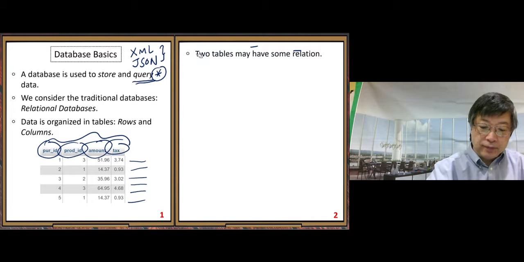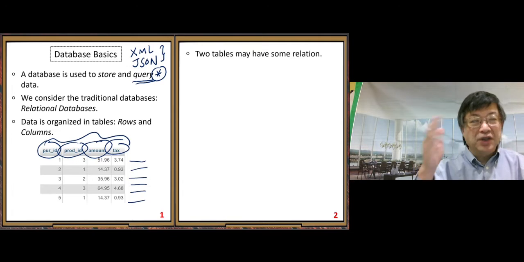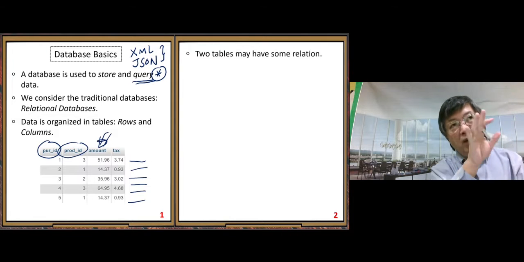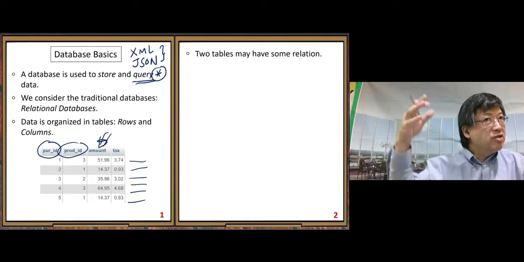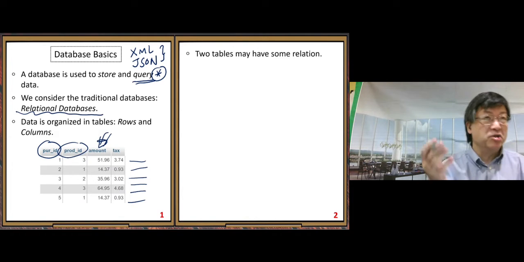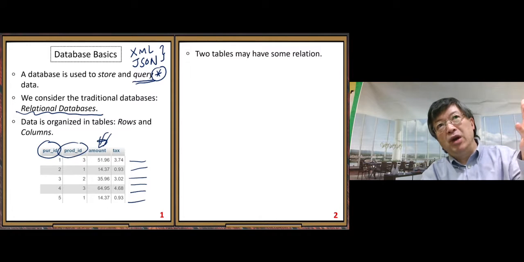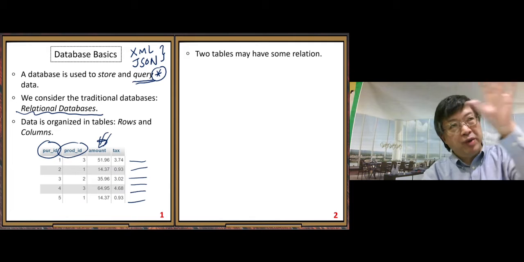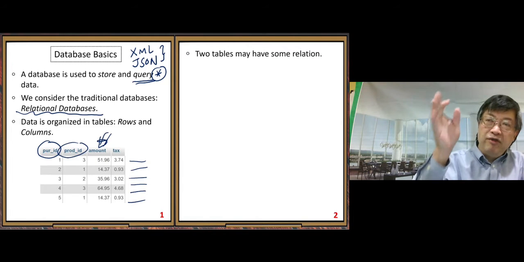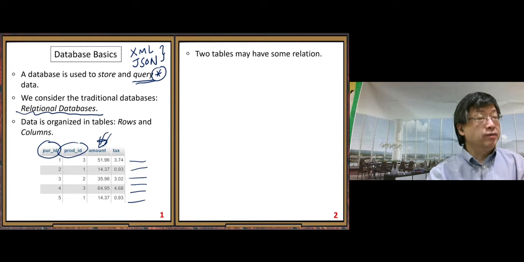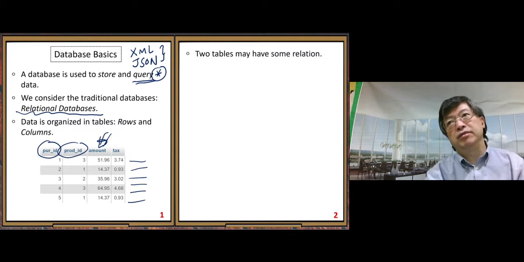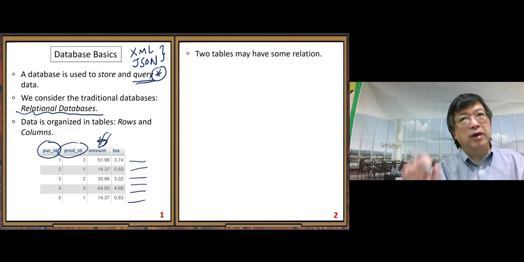Then 2 tables may have some relation. Some of the table fields could appear in other tables. That kind of relation is important in relational databases. When we do the queries, we will use those relationships, and with them we can do a lot of very complicated and powerful queries. For this class, we won't do that part. We only do the very basic queries.